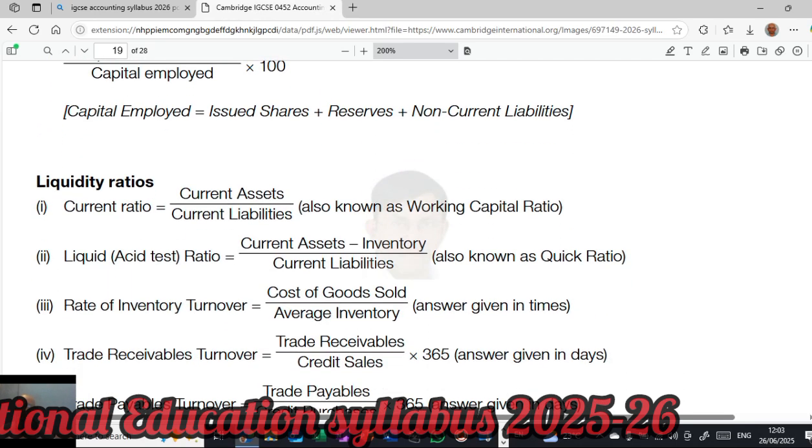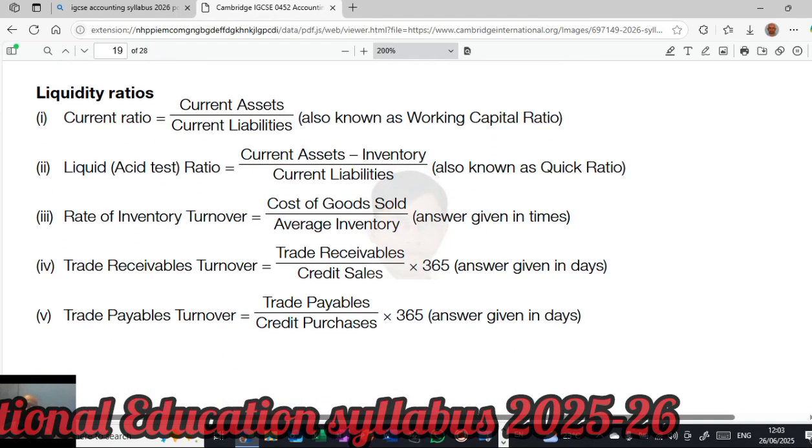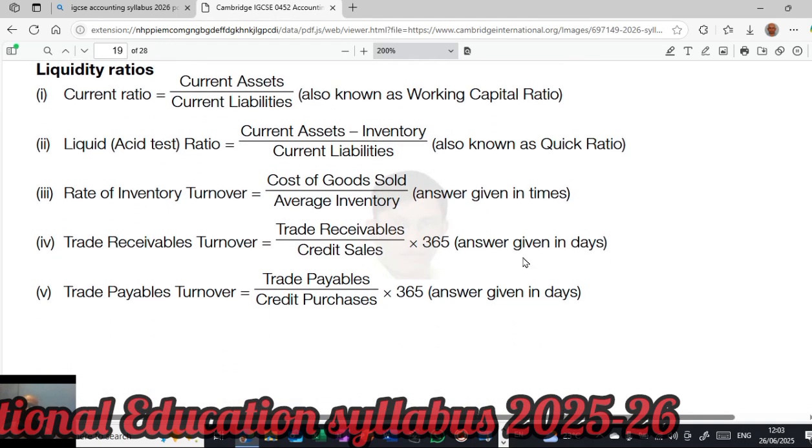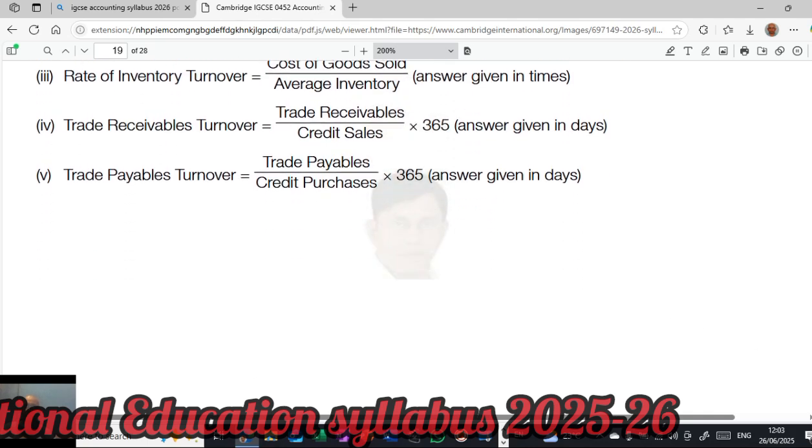Liquidity ratios. The current ratio is current assets upon current liabilities, also known as the working capital ratio. The liquid or acid test ratio is current assets minus inventories upon current liabilities, also known as the quick ratio. Rate of inventory turnover is cost of goods sold upon average inventory, expressed in times. Trade receivables turnover is trade receivables by credit sales into 365. Trade payables turnover is trade payables by credit purchases into 365, that is, the number of days in a year.